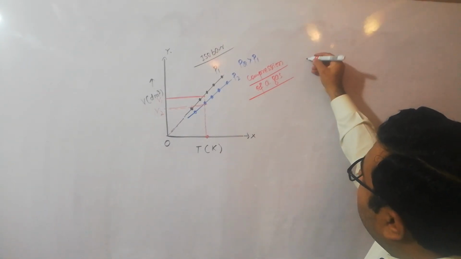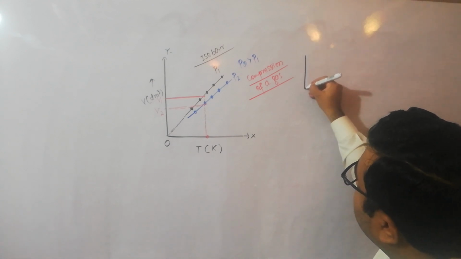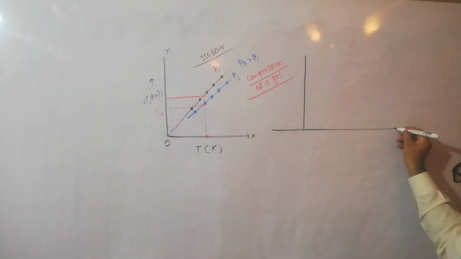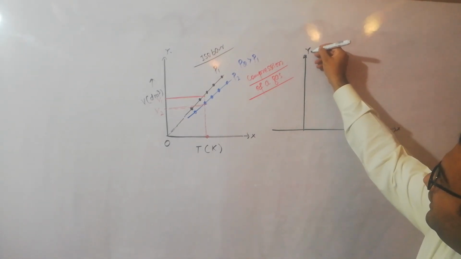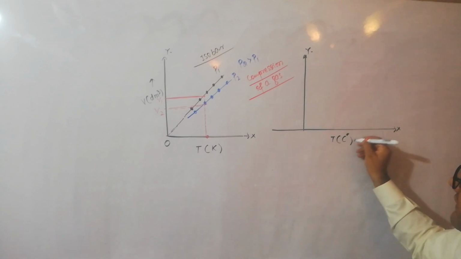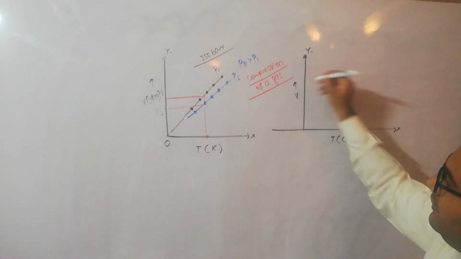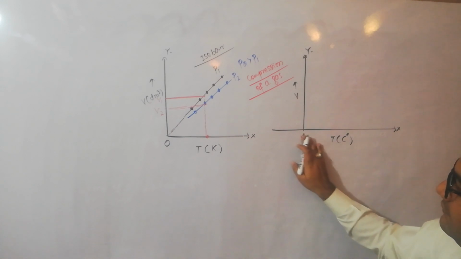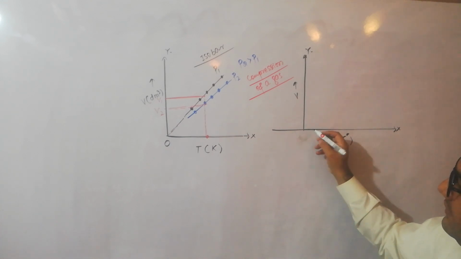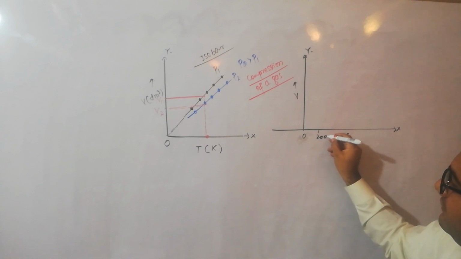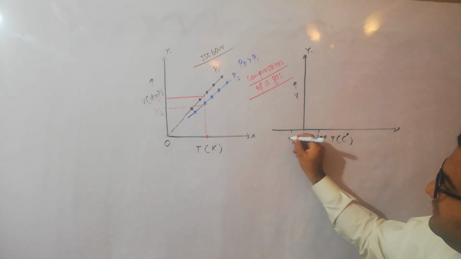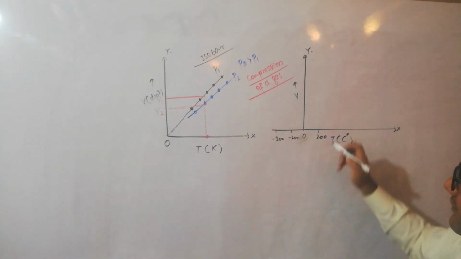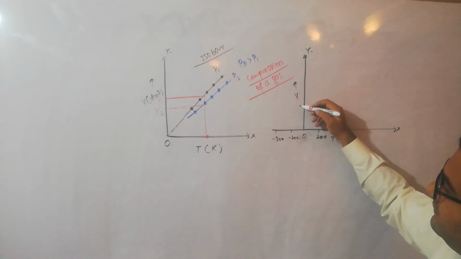Now this graph can also be drawn in a way something like this. Here again, there is temperature on the x-axis in degrees Celsius and volume on the y-axis. Suppose here is 0, 200 and so on. Here is minus 200, minus 300, and a scale like this is developed. Then you will again get a straight line.